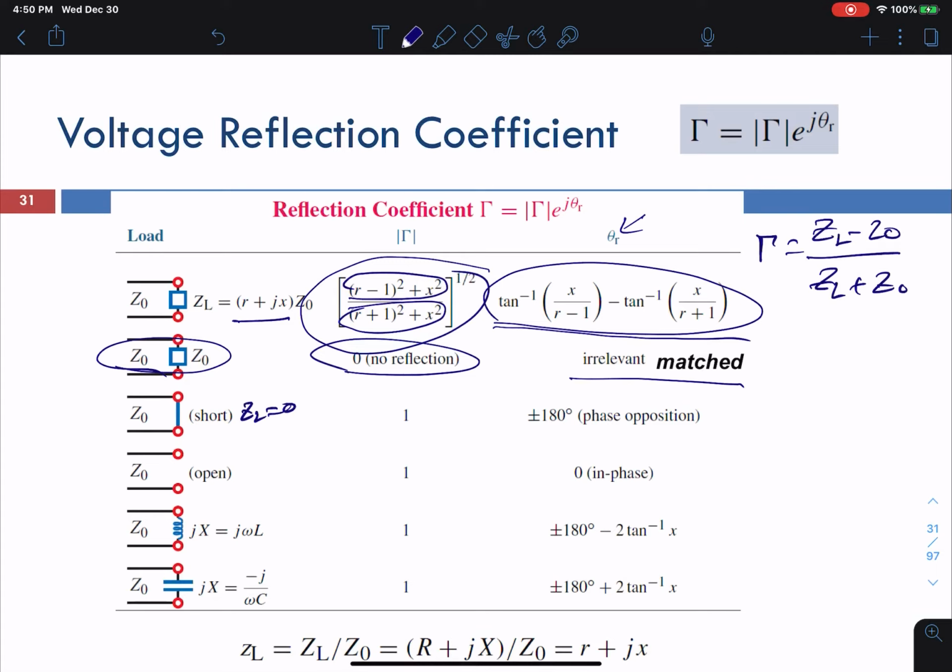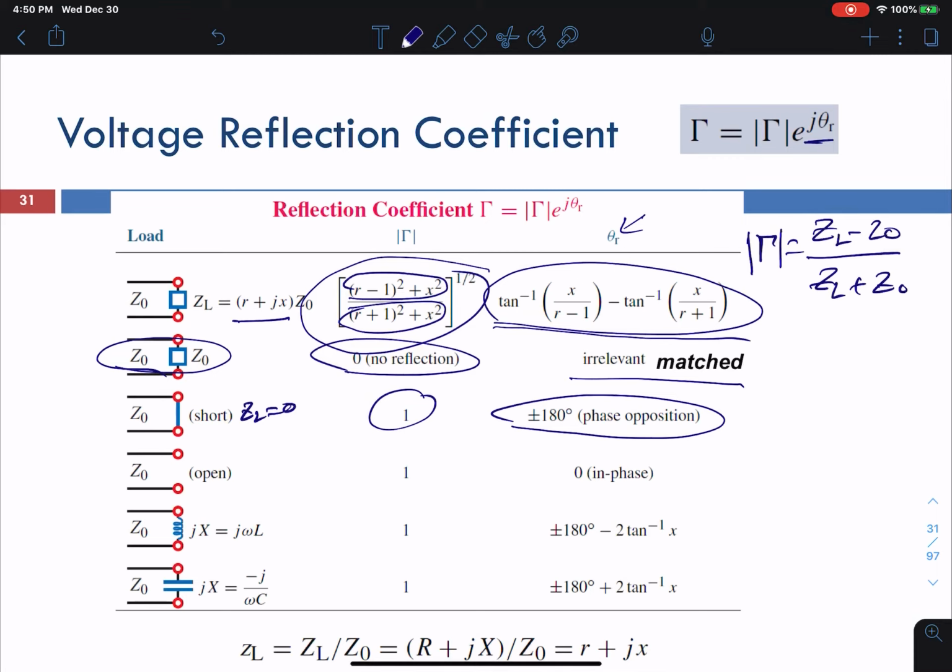So if ZL is 0, then if you look at the magnitude over here, this is 0, this is 0, so the magnitude becomes 1. And your phase angle becomes plus or minus 180 degrees. So ZL is 0, and if you do the math over here, the phase angle becomes plus or minus 180.